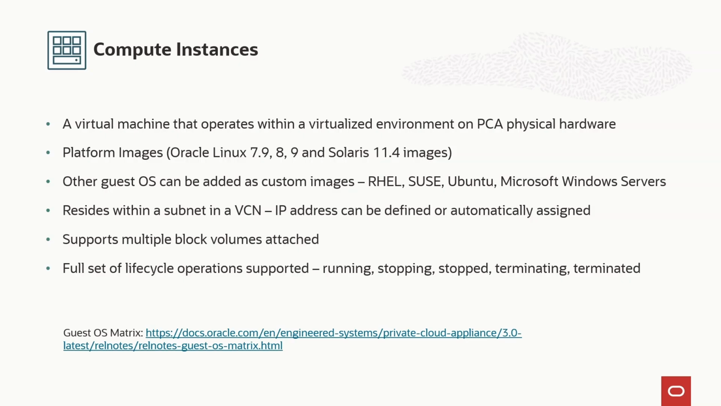Before deploying a compute instance in PCA, you need to deploy a virtual cloud network. The IP address of the virtual NIC in the compute instance can be assigned automatically from the subnet's DHCP service. And there is an option to assign a specific IP address for the virtual NIC. After deployment, a compute instance can be securely accessed via SSH, restarted, have storage volumes attached or detached, and terminated when no longer needed.